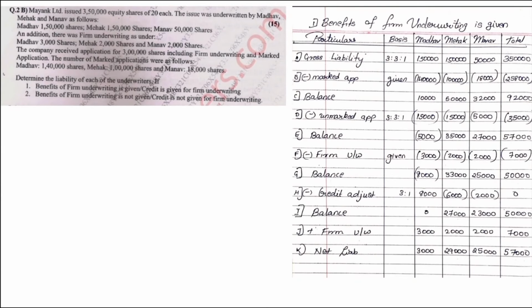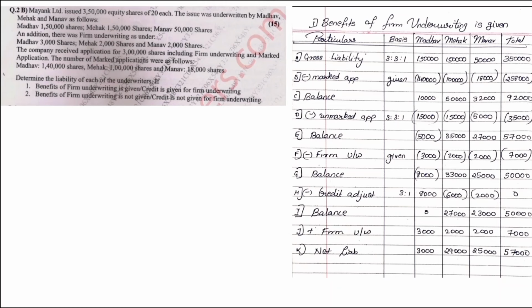Question number 2B reads as: Mayank Limited issued 3,50,000 equity shares of 20 each. The issue was underwritten by Madhav, Mehak and Manav: Madhav 1,50,000 shares, Mehak 1,50,000 shares and Manav 50,000 shares. In addition, there was a firm underwriting as under: Madhav 3,000 shares, Mehak 2,000 shares and Manav 2,000 shares. The company received applications for 3 lakh shares including firm underwriting and marked applications. The marked applications were 1,40,000, 1 lakh and 18,000 respectively.